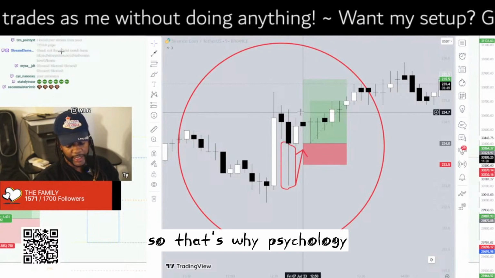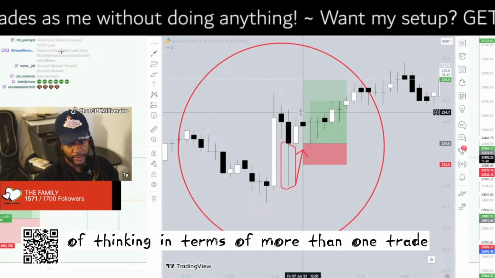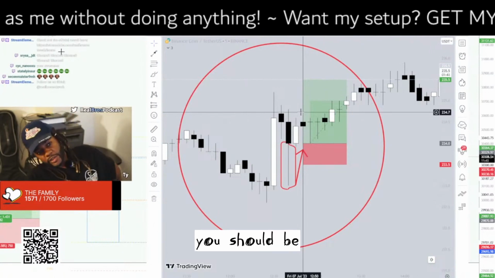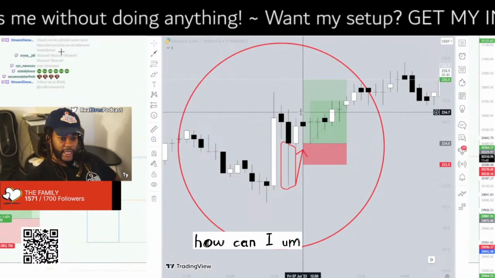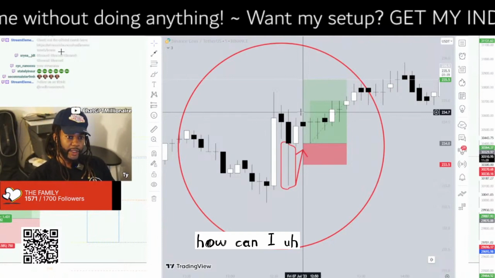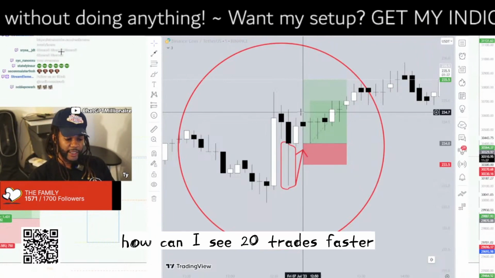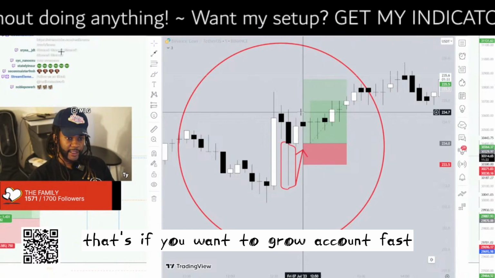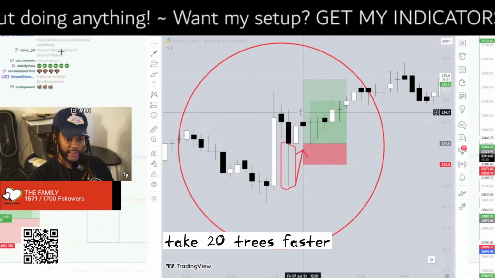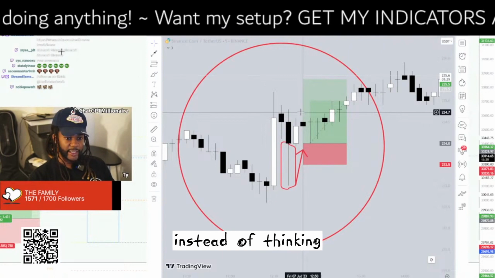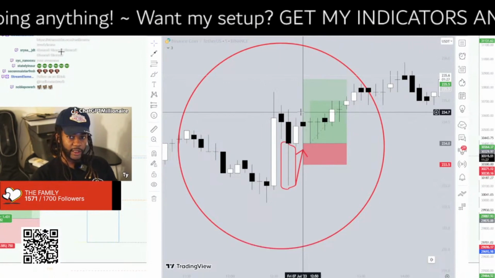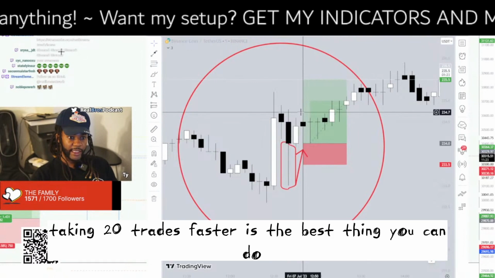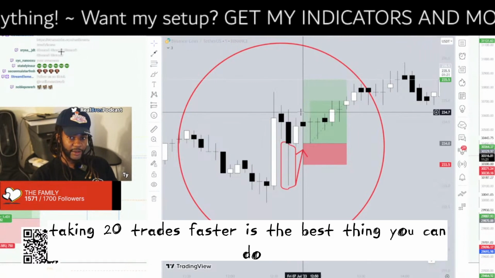So the psychology of thinking in terms of more than one trade is the most important. If you want to grow your account faster, don't think about one trade. Think, how can I take 20 trades faster? Instead of thinking, how can I put more money in this one trade? Putting more money in one trade is the worst thing you can do. Taking 20 trades faster is the best thing you can do for growing an account.